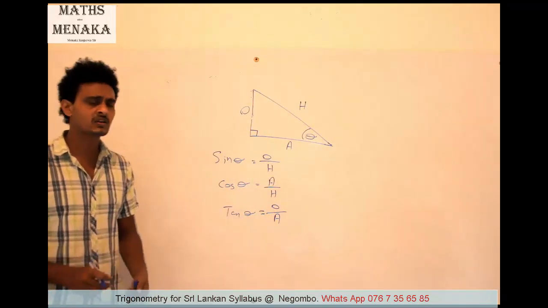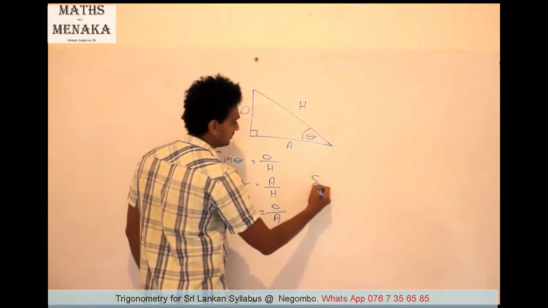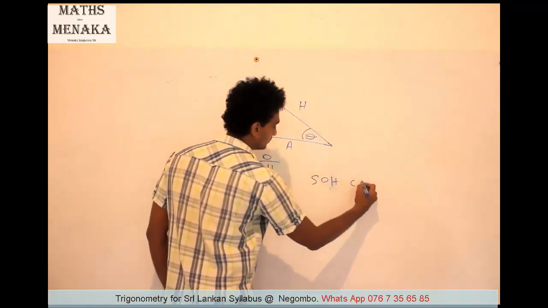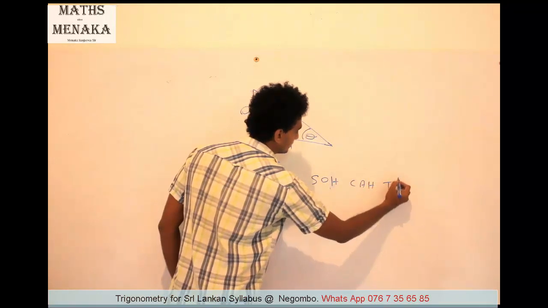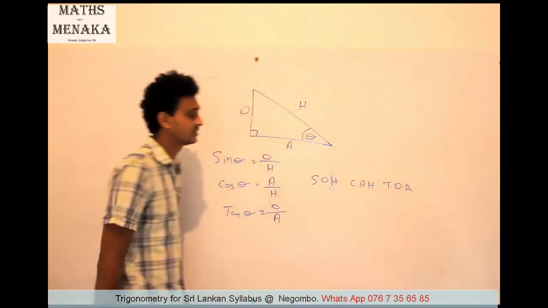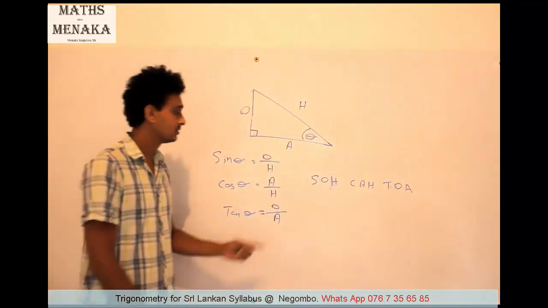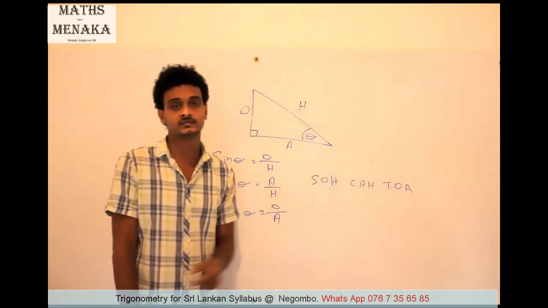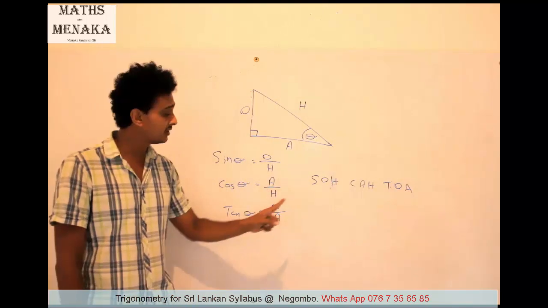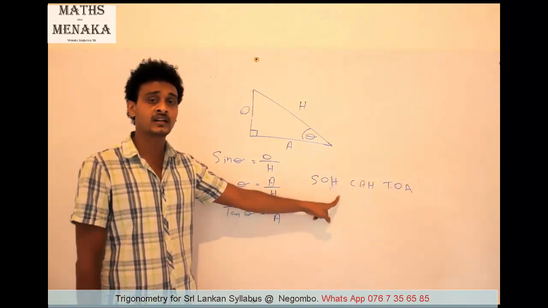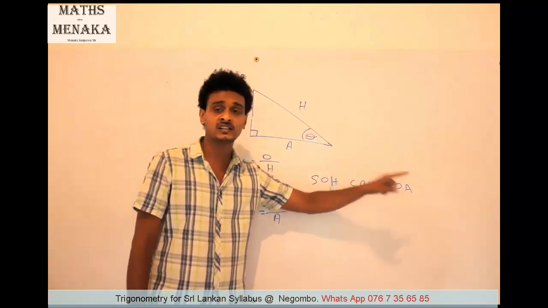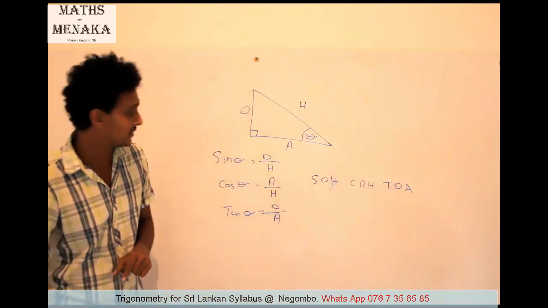There's an easy way to remember this. Sine, cos, tan. What is this word? Sokotoa. Remember that word. Sine is opposite over hypotenuse, cos is adjacent over hypotenuse, tan is opposite over adjacent. Remember that word, Sokotoa.